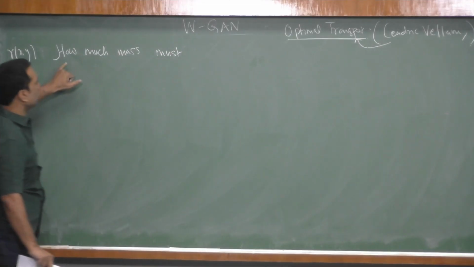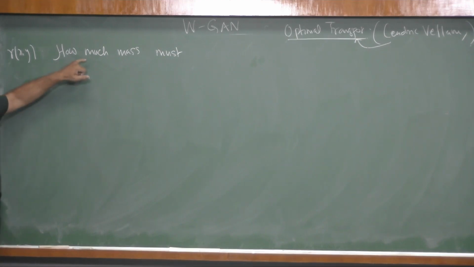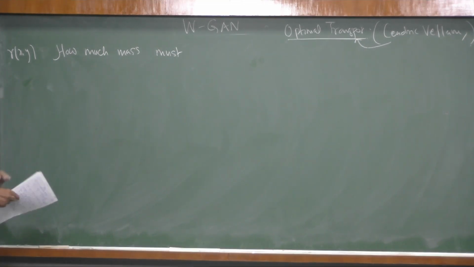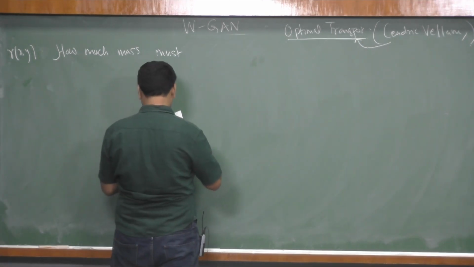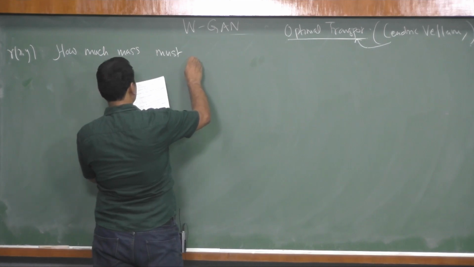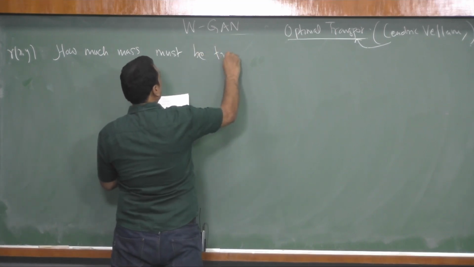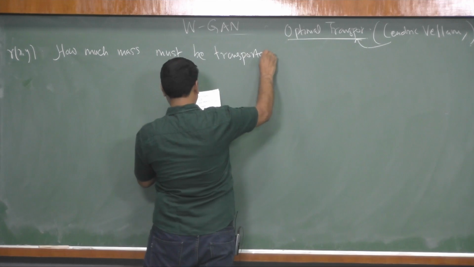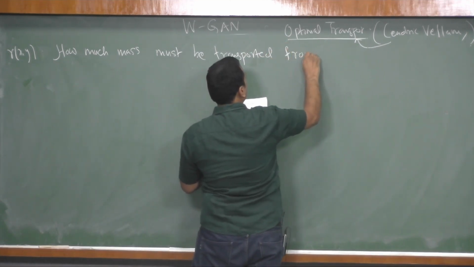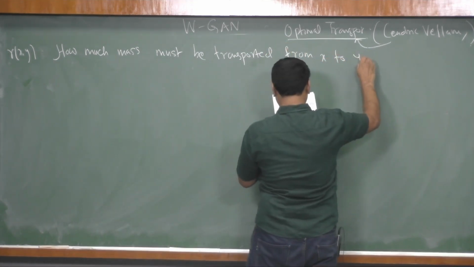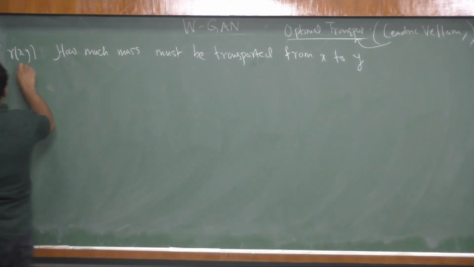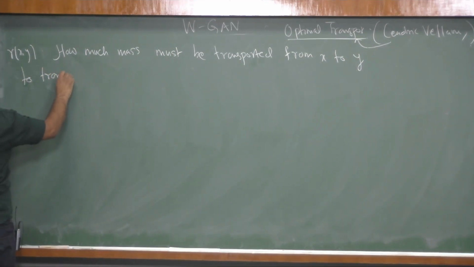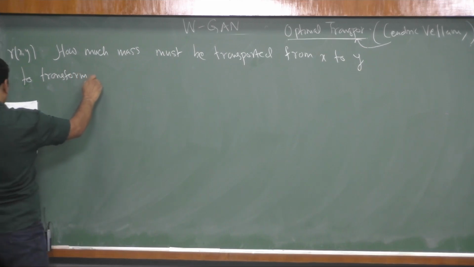So there is a connection with optimal transport, and this is why I am using this language: how much mass I move so that I can fit one distribution onto the other, right? For the moment it may not be very clear, but we will do this next class. So how much mass must be transported from x to y to transform PR into PG.